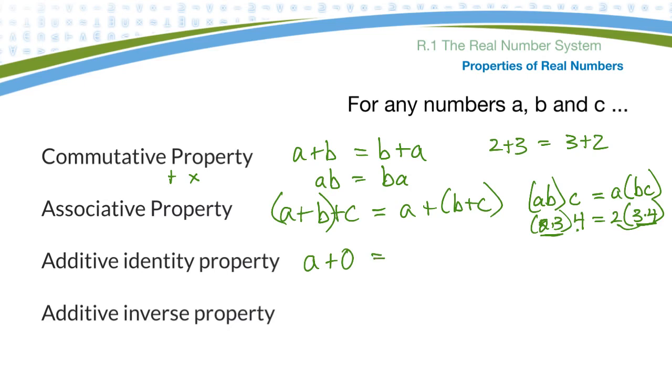The additive identity property means that if you add 0 to something, it doesn't change it. So A plus 0 is still just going to be A. The additive inverse property says that if you have an A and then you add the inverse of that, or you change the sign of that, then that's equal to 0.